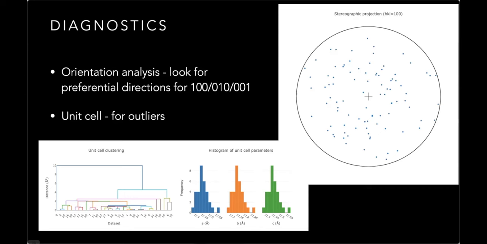We've also found that this is a very likely outcome if you're collecting data for electron diffraction as well, that you've got these very tiny crystals on EM grids that are prone to having preferred orientation. So it's something to be aware of and something to look for in the output from multiplex.